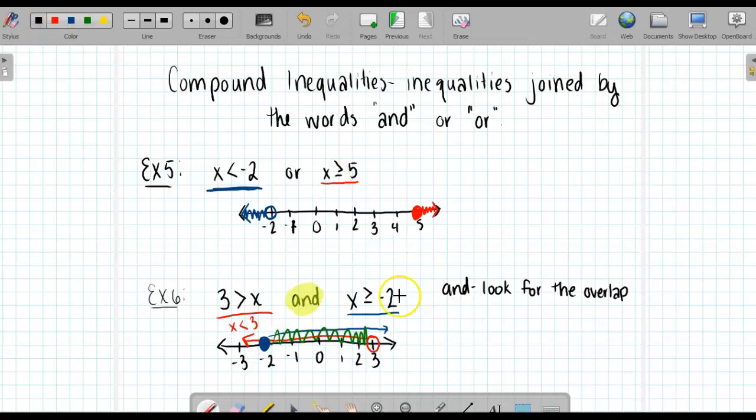So typically, this kind of looks like a mess, so typically we'll see this rewritten. And I'm going to put the negative 2 here, and I'm just going to put the 3 here, and we'll skip all those other numbers in between, just to make it a little more simple. So I would have a closed circle on negative 2, I would have an open circle at 3, and I would shade in between the graphs there.